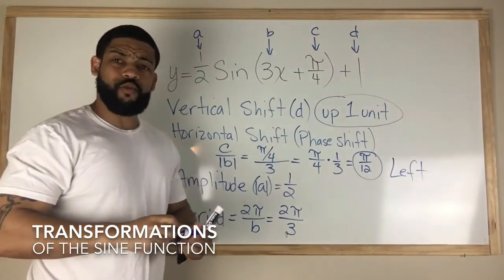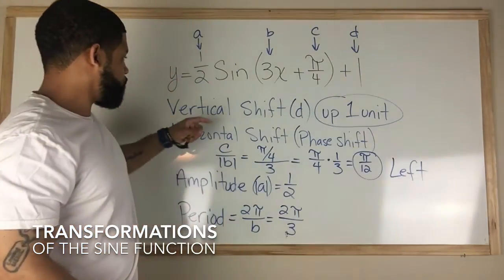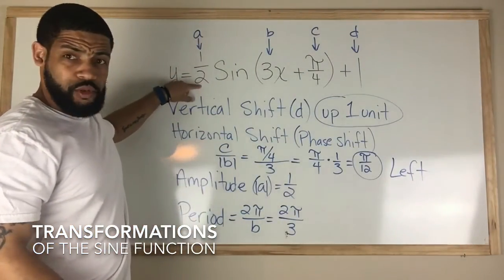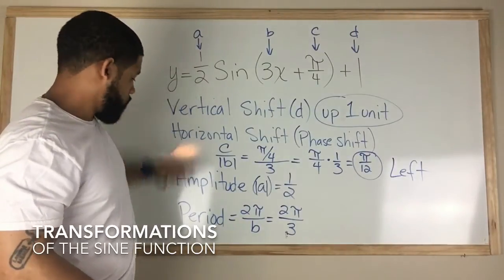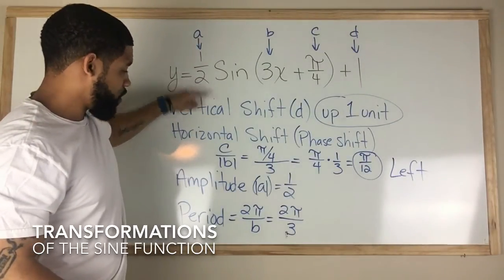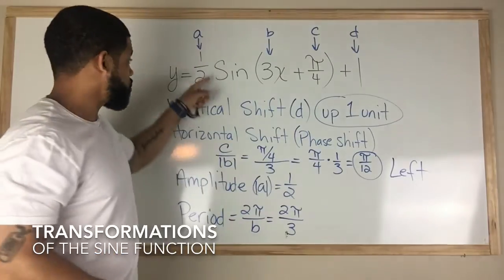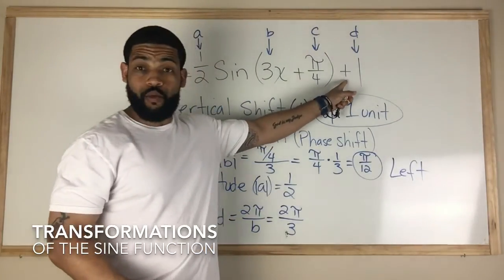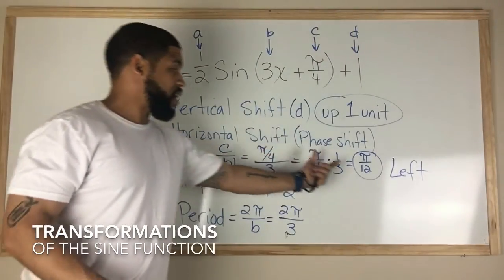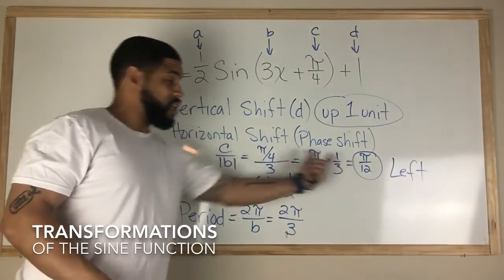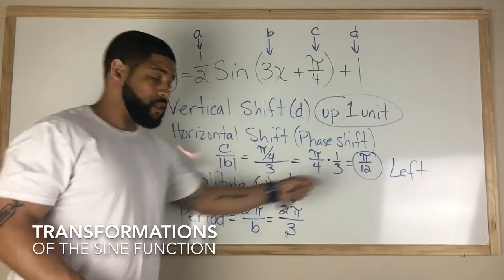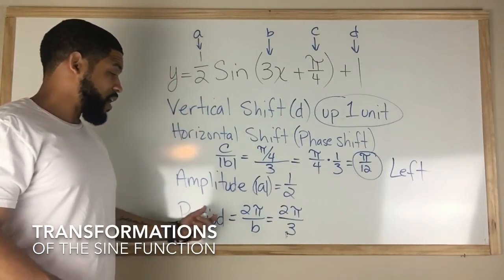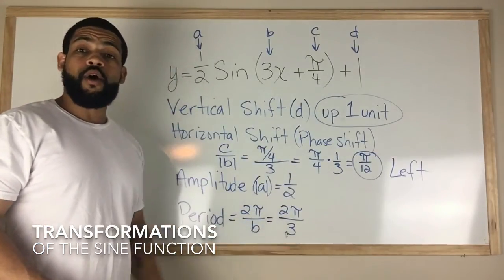Just to recap, the amplitude is 1/2. It's always absolute value. We have the vertical shift, which is going to be up 1 unit. We have the phase shift. This graph is going to shift to the left pi over 12 units. And then this graph has a period of 2 pi over 3 units.